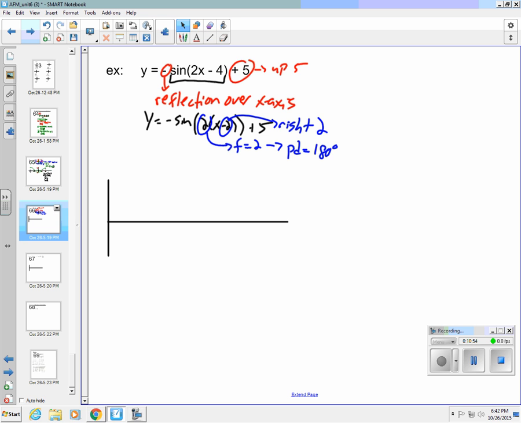So again, once we have all this, we can go ahead and start graphing. So first thing is moving up 5, so that's going to change the midline of the function. Right, so all those points in the 5-point pattern, all the points that are 0 are going to be on this line instead of on the x-axis.